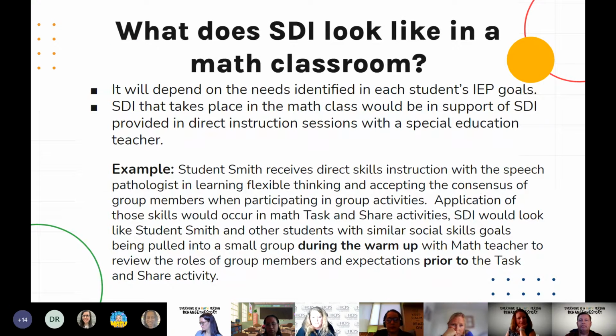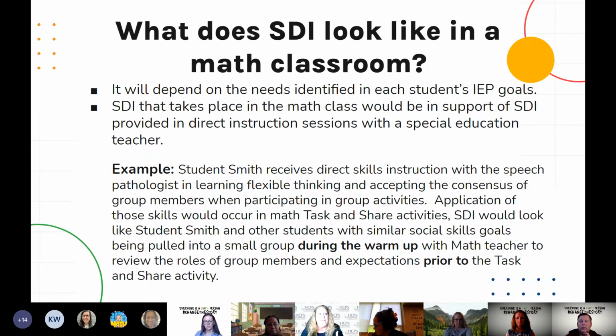Okay, so an example of what this could look like in your math classroom. You have students in your classrooms, gen ed students obviously, and you have ex ed students who all run the gamut of identifications and all have very specific sets of needs. So it really is going to depend on what the needs are of that particular student in your class. Specially designed instruction that takes place in the math class would be in support of whatever the direct instruction is from the special education teacher.